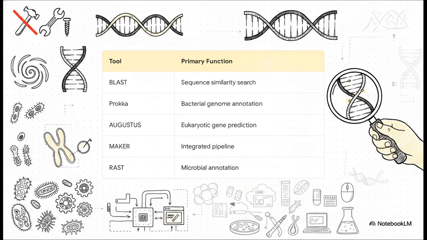Maker is this incredible integrated pipeline that combines multiple sources of evidence together, and RAST is a fully automated server specifically designed for microbial genomes. Basically, it's all about picking the right tool for the specific organism you're looking at.